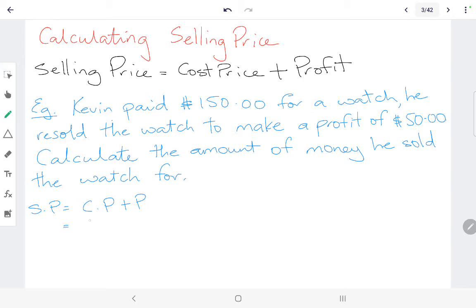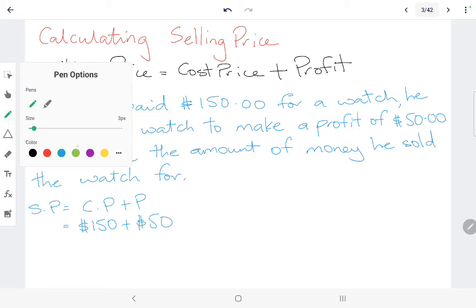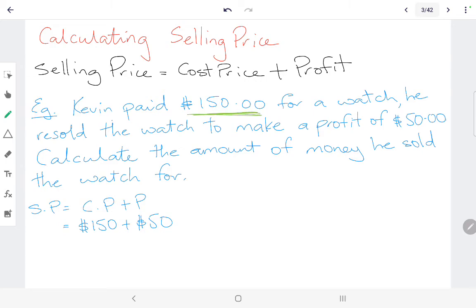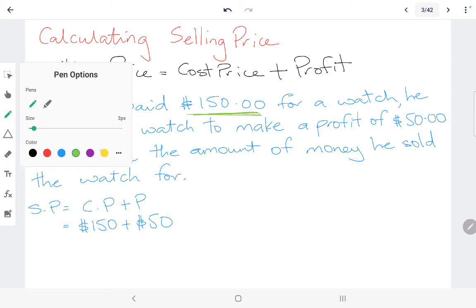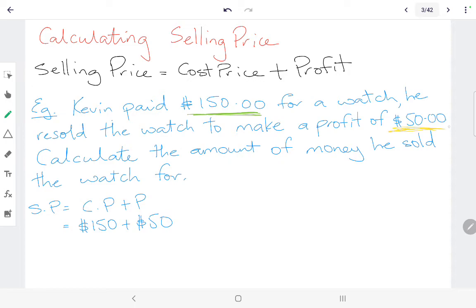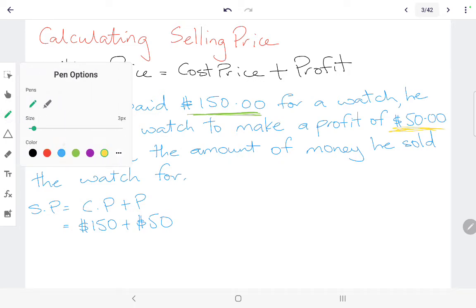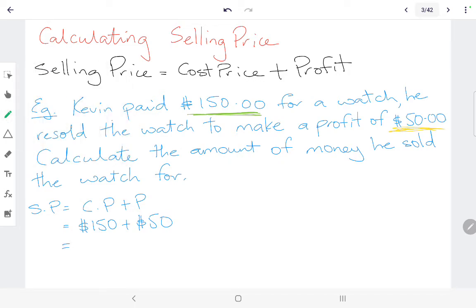So therefore, we know the cost price, he paid $150 for it, and he wants to sell it in order to make a profit of $50. So we know that the cost price was $150. We know that the profit is $50. So to calculate now the selling price, we add 150 plus 50, and we know he sold it for $200. Alright, so he sold it for $200.